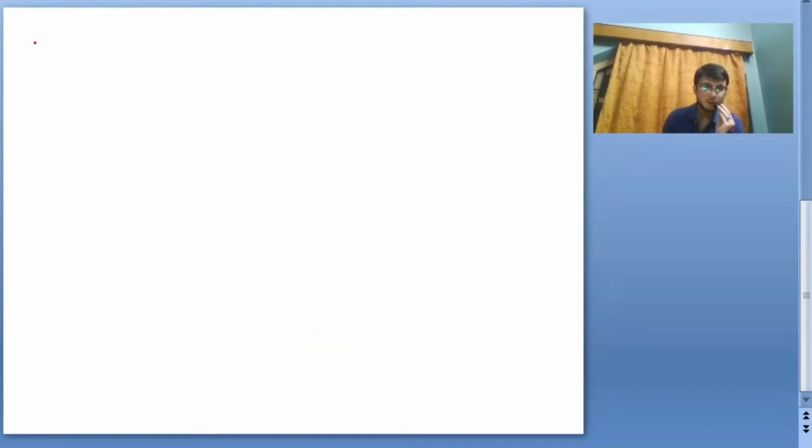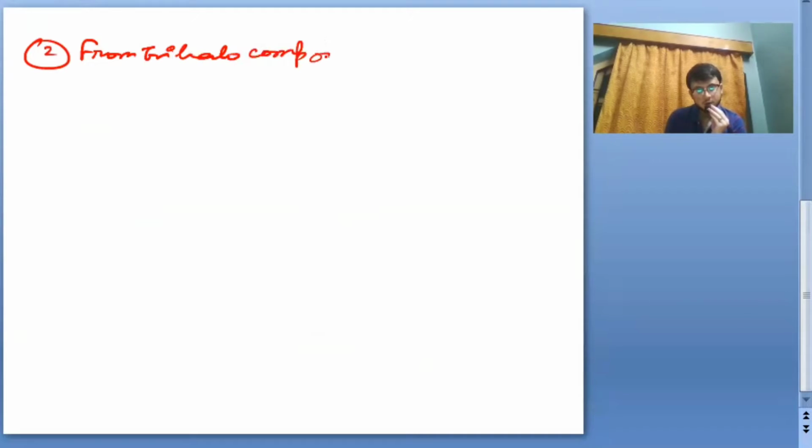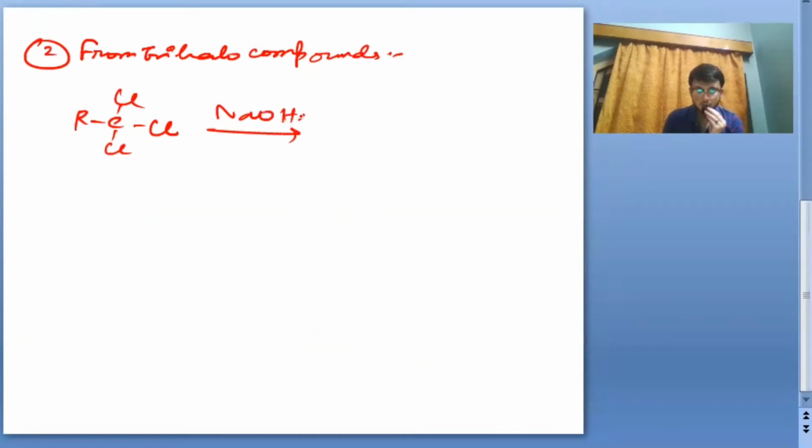If we want to derive acid from trihalo compounds, so let us write it from trihalo compounds. Take the trihalo compound. So we just have to react it with NaOH solution, in presence of H2O, that means aqueous NaOH solution. So it will just give us RCOOH.